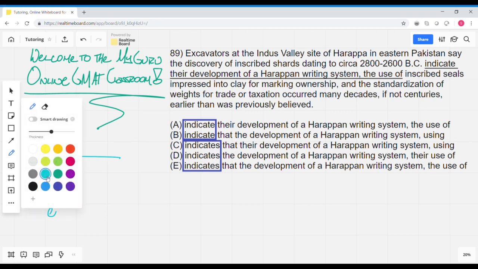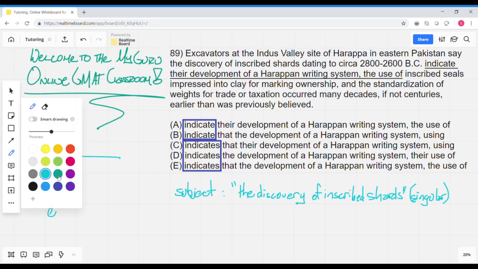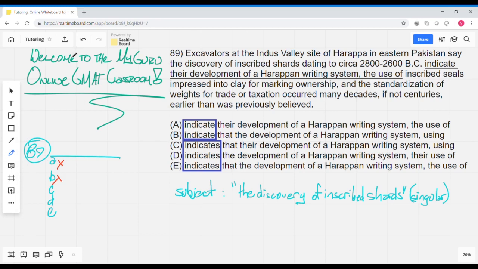So in this case, we look to the subject in the non-underlined portion, and the subject here is the discovery of inscribed shards, which is going to be singular. The trap is that the discovery is of the plural shards, but if you pay attention to the sentence, you can determine that the discovery is singular, so therefore we can eliminate choices A and B for subject-verb errors, and we could just label our error here: subject, verb, and the issue is singular versus plural.